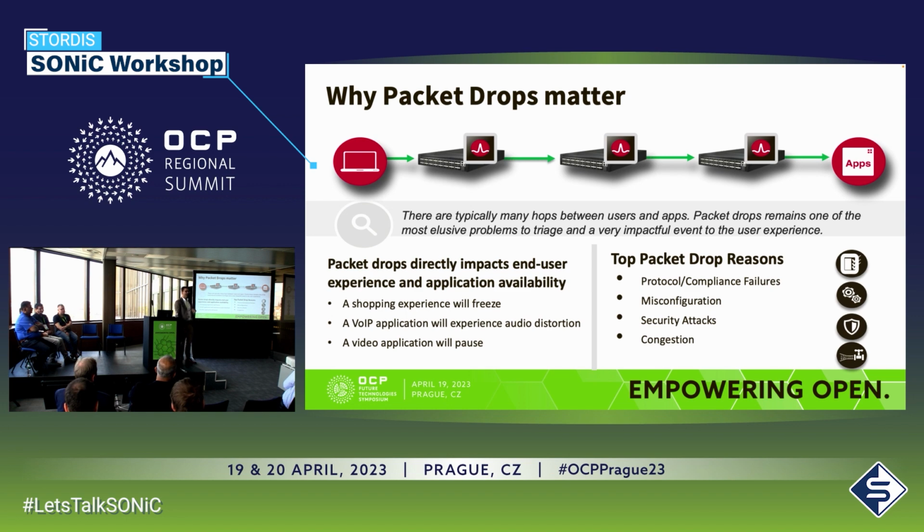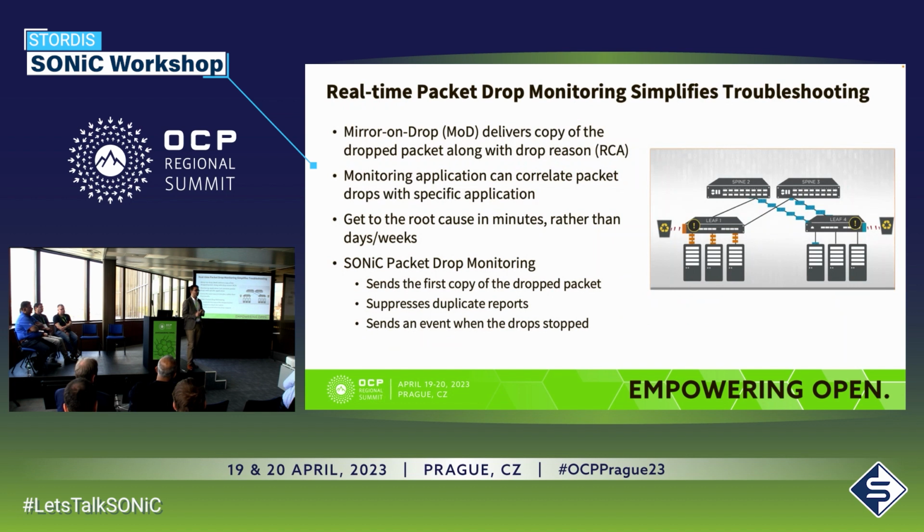Well, I said remains most elusive. I should say was most elusive, because in comes mirror on drop. Mirror on drop can really reduce your root cause analysis time, can get you to the root cause very quickly. How? Because it simplifies your packet drop monitoring. Mirror on drop can monitor your business critical application that you define, and it gives you the where, who, what, and why of packet drops.